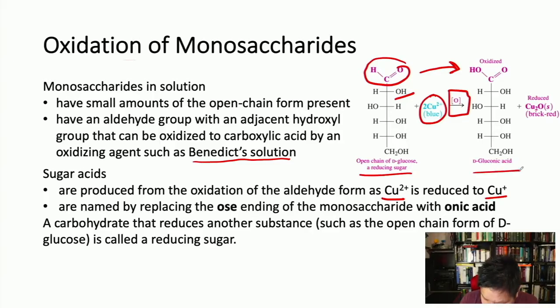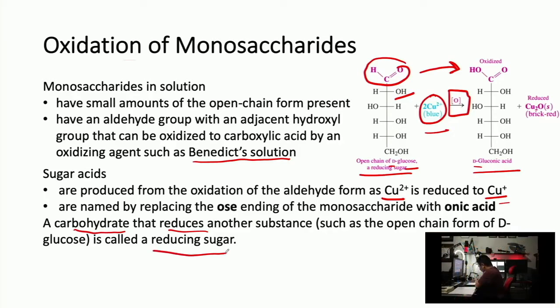And it goes without saying that both of these are the D versions because in nature, sugars are all D versions, right? So when a carbohydrate is capable of doing any kind of reduction, in this case, the glucose reduced the copper 2 to copper 1, we call that a reducing sugar. Make sure you know that.